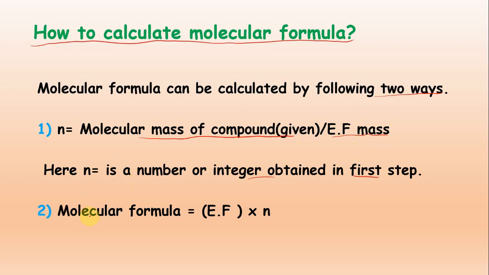The second step is how to calculate the molecular formula. You will write the empirical formula in brackets and then you will multiply it with the number which you obtained in step number 1. So these are the two steps for how to calculate the molecular formula. Now we are moving towards the question.